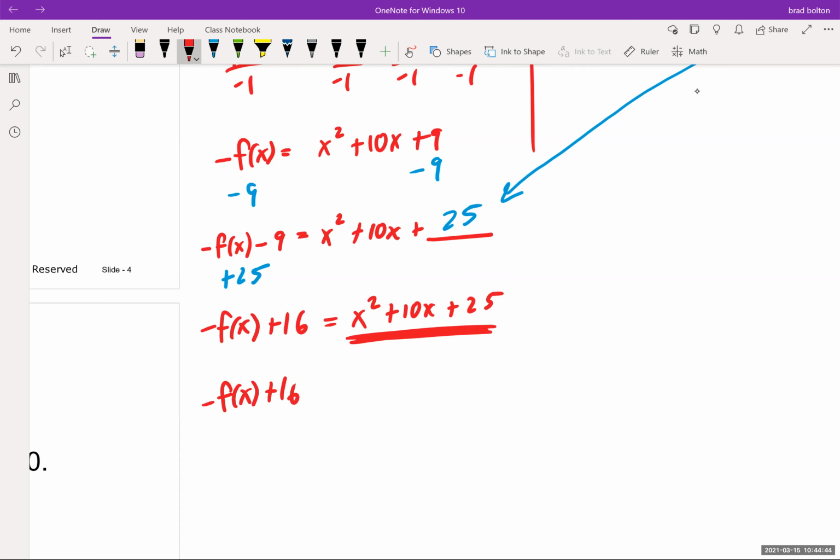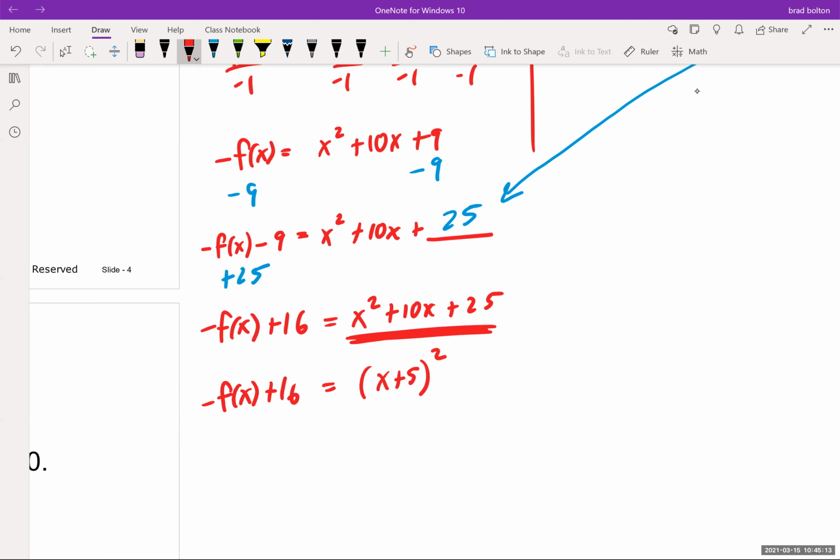Let me just double check something on my calculator. Okay. So negative f of x plus 16 equals, now I'm going to factor this, x plus 5 quantity squared, because if you take x plus 5 and you square it, you'll get x squared plus 10x plus 25. So that is the perfect factors.